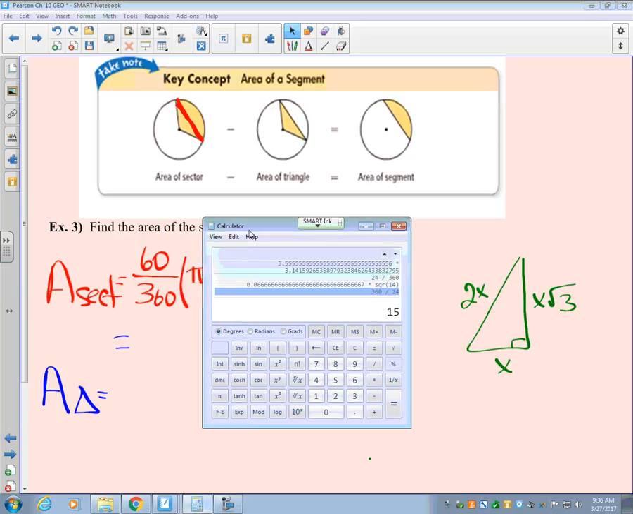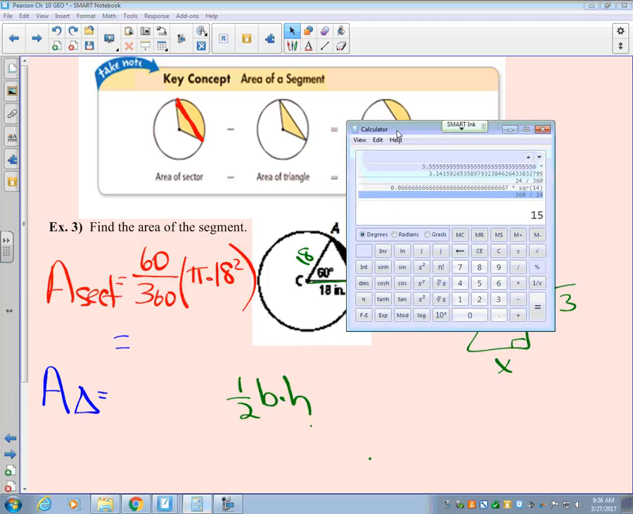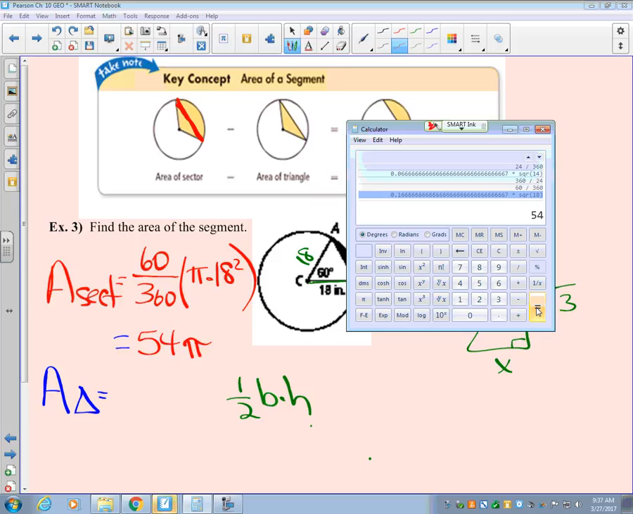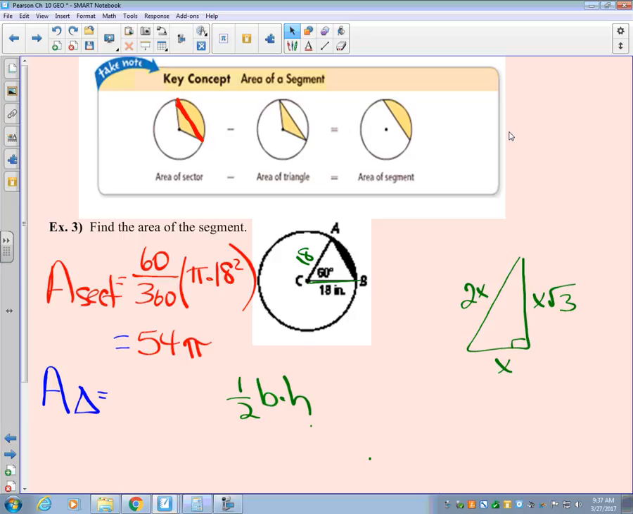Third time's the charm, right? 60 divided by 360 times 18 squared. It's 54 pi, yay, it finally worked. So the area of my sector is 54 pi. That's this whole thing right here. Everything inside.